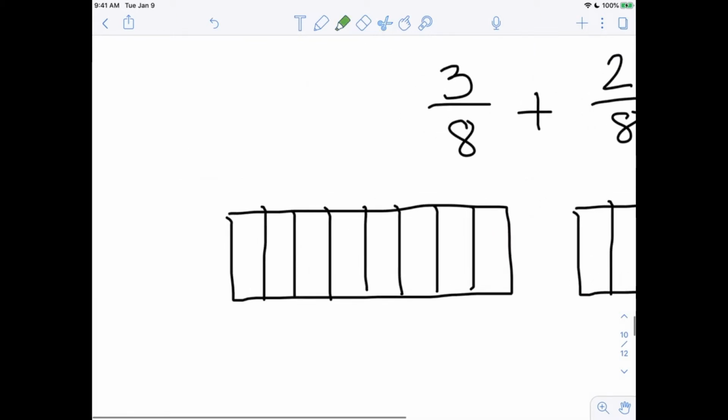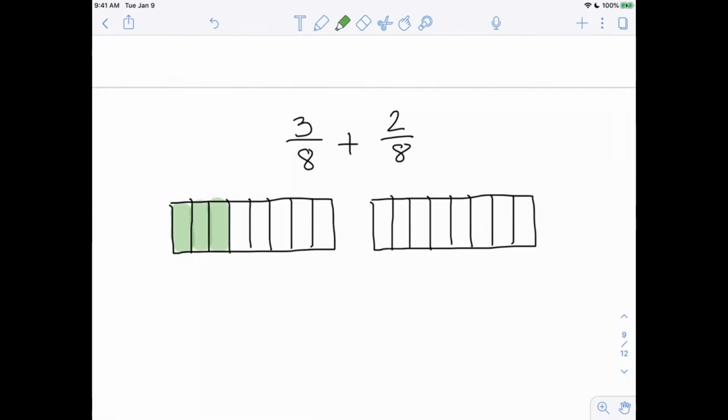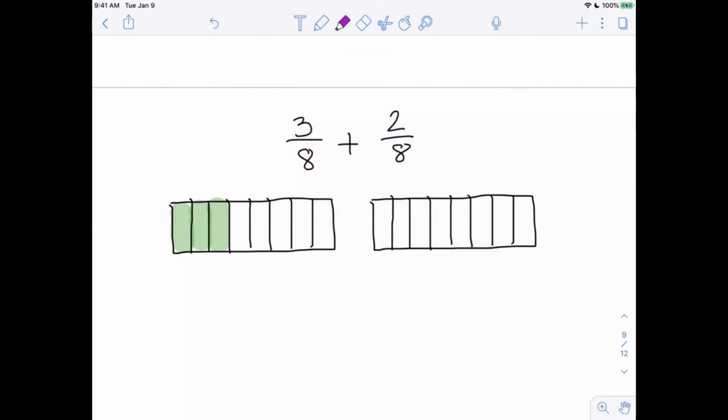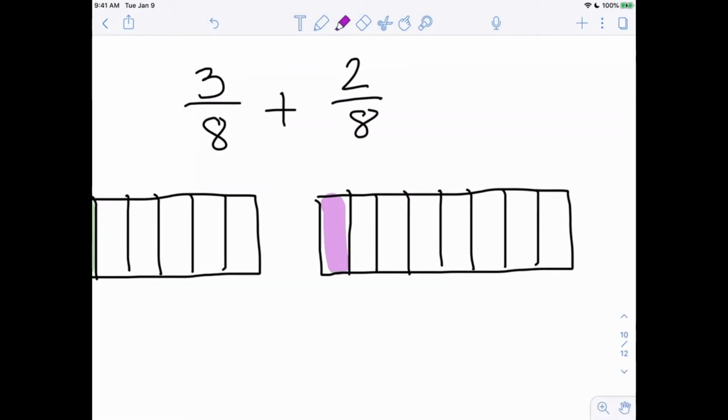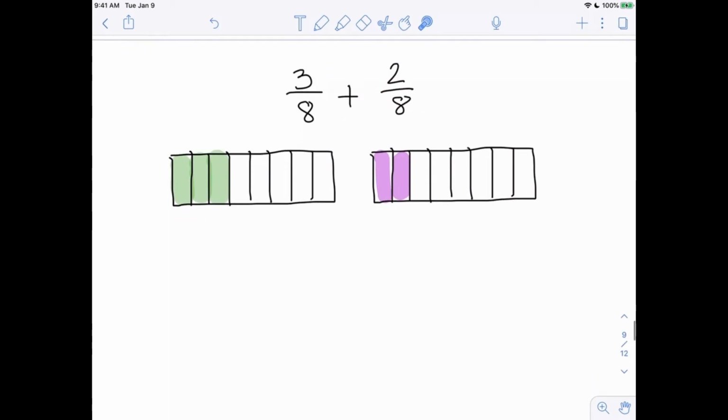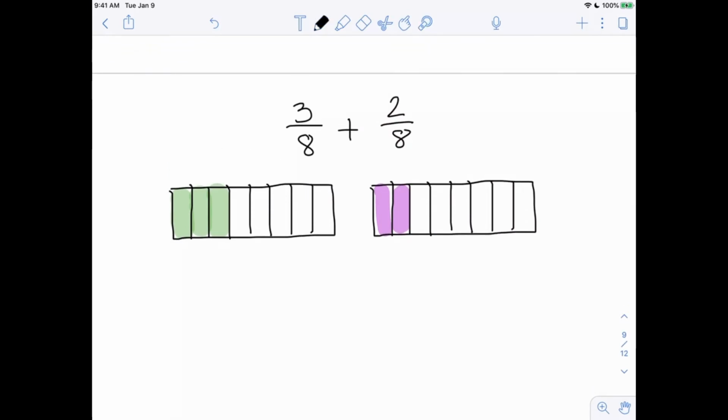So the idea is, let's represent 3/8. So representing 3/8 means I've got 1, 2, 3. There's my 3/8 right there. And then to represent 2/8, I'm going to shade in 2 of these. There is my 3/8 right here, and there is my 2/8 right here. So 3 out of 8 means 3 out of 8, and 2/8 or 2 out of 8 means 2 out of 8.